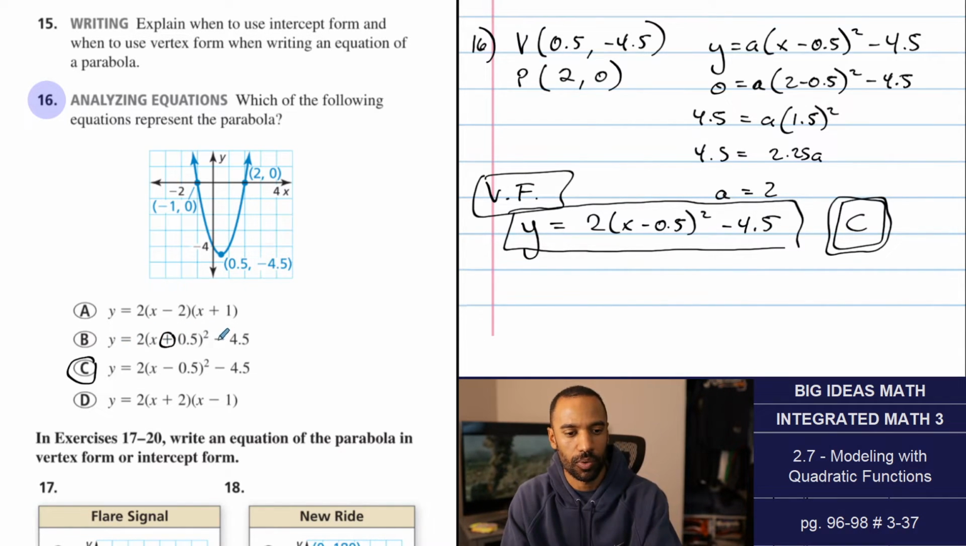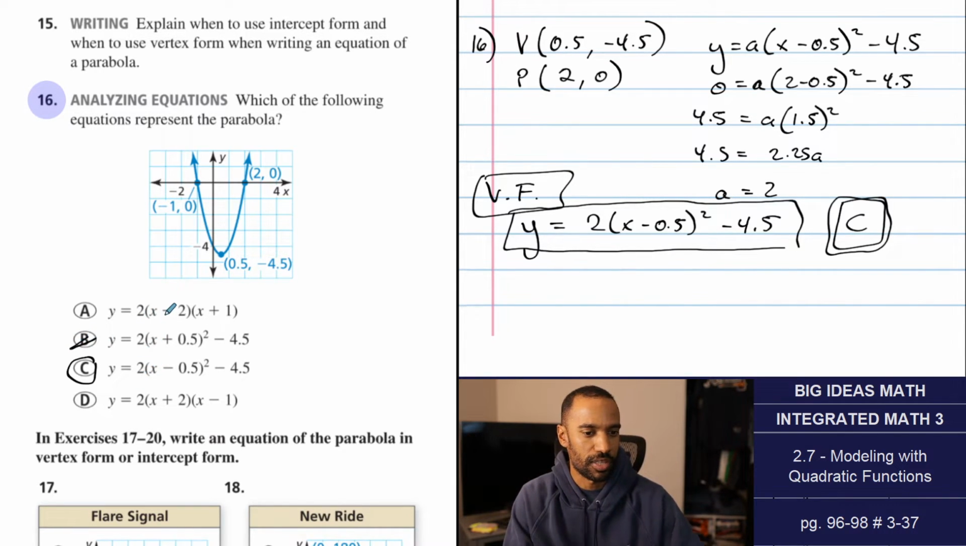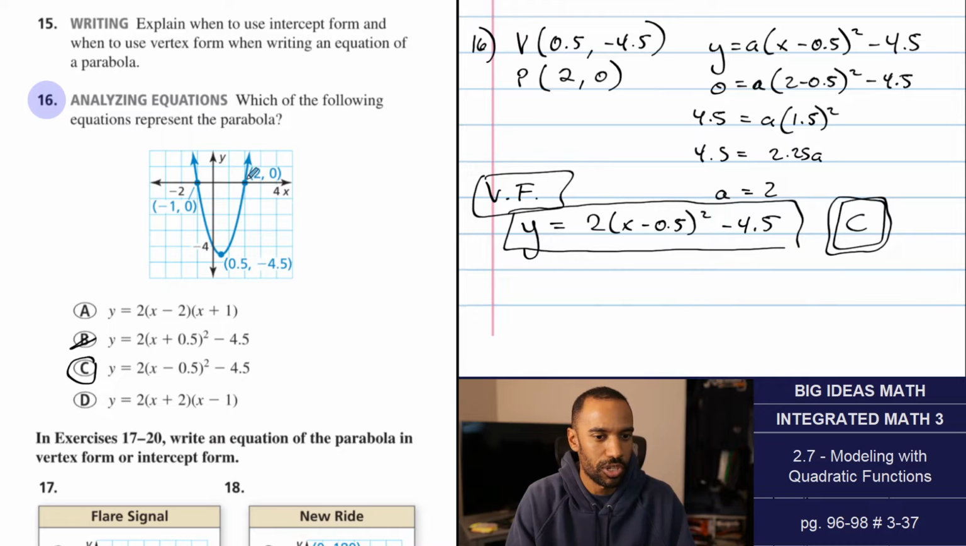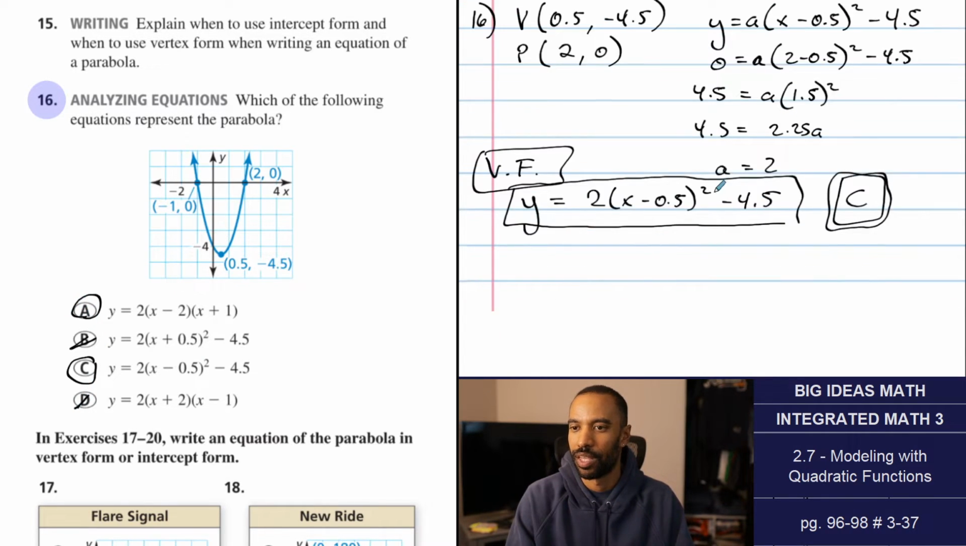You're probably screaming at the screen saying, go use that. So it's not going to be B. Now, the stretch factor is 2 on each of them. So the question is this: x minus 2 and x plus 1, or x plus 2 and x minus 1? It's actually this one, A. So the other answer is A.